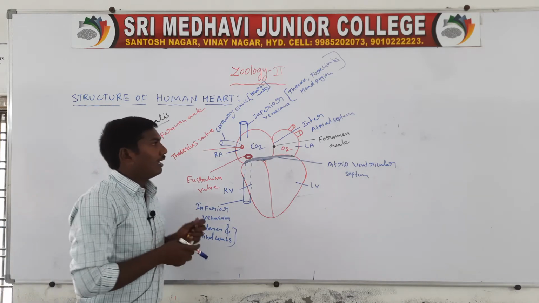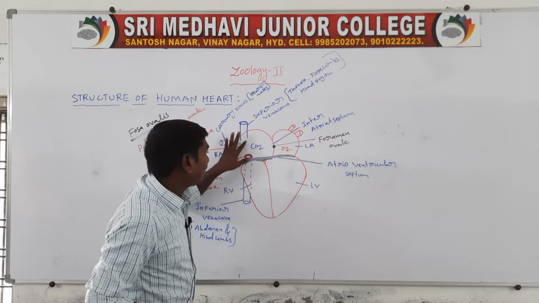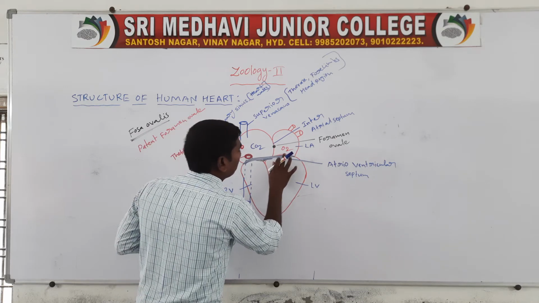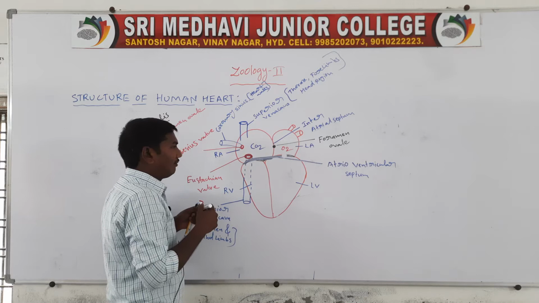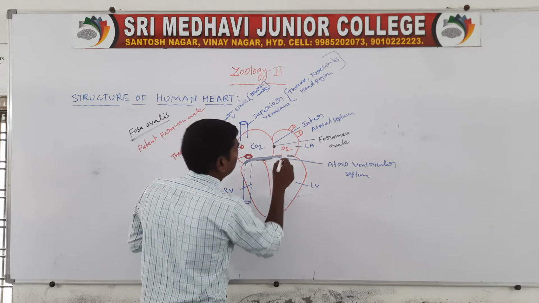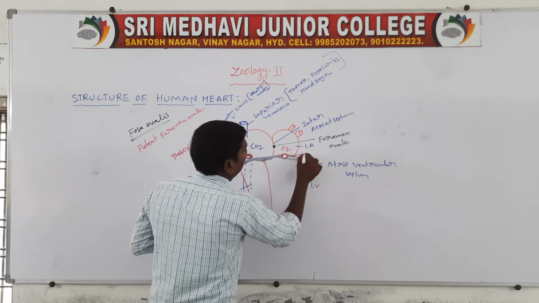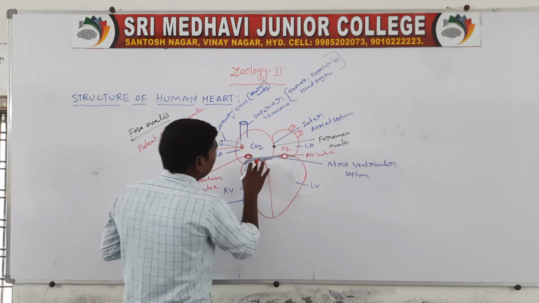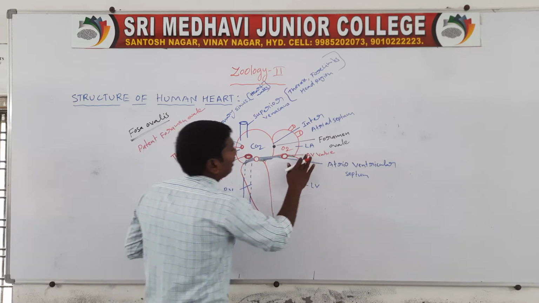The left atrium opens into the left ventricle, and the right atrium opens into the right ventricle through valves. These are called the atrioventricular valves, or AV valves.